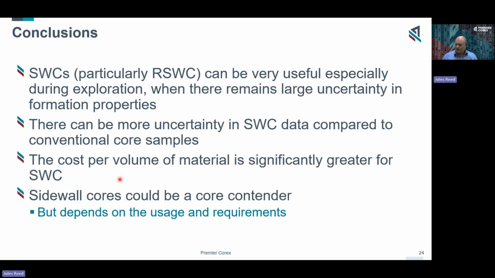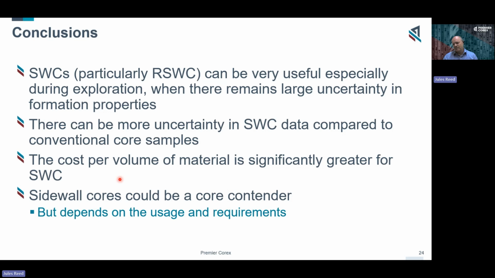So in conclusion, sidewall cores, particularly rotary sidewall cores, can be very useful, especially during the exploration process of a field, when there is still large uncertainty in the formation properties. There can be more uncertainty in sidewall core data compared to conventional cores. That could create a more uncertain interpretation process.